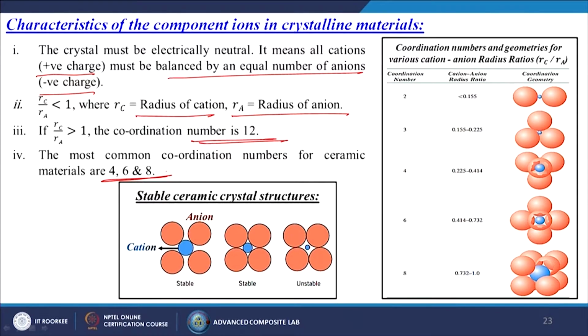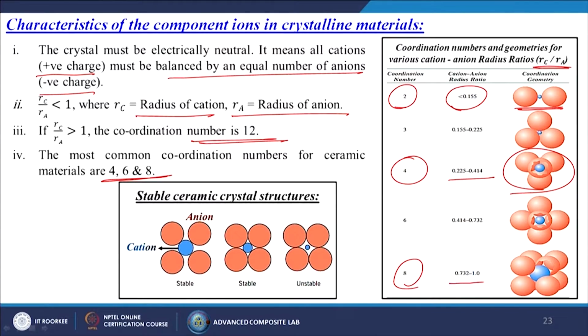In this table, you can see coordination numbers and geometries for various cation-anion radius ratios, RC by RA. If the coordination number is 2, the cation-anion radius ratio is less than or equal to 0.155, as you can see from this image. For 4, it varies from 0.225 to 0.414, and from this image you can get the picture. And for 8, it varies from 0.732 to 1. The coordination geometry looks like this.